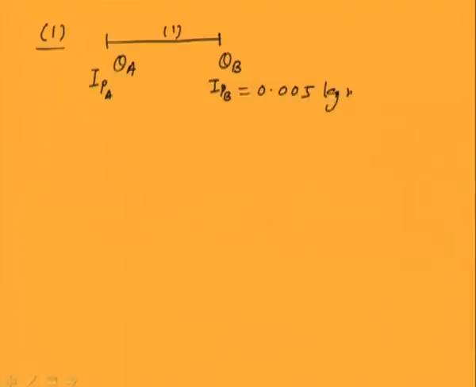So this is element 1. Element 1 is in which we have theta A, theta B, and IP A, IP B. In this I forgot to give the IPB value, that is 0.005 kg meter square. I will be giving other gear polar mass moment of inertia also, as I will be going to respective elements. So the elemental equation will take this form.